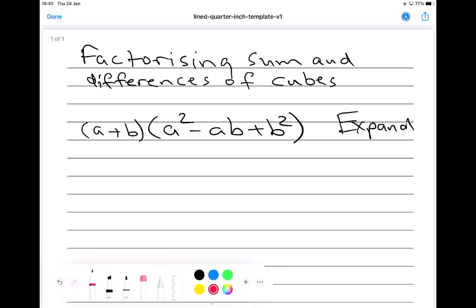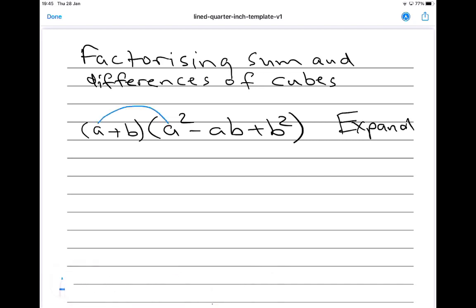Remember that a can be multiplied by a squared, and that will give us a cubed. Then a is multiplied by negative ab, and that will give us minus a squared b. Then a is multiplied by b squared, and that will give us plus ab squared.